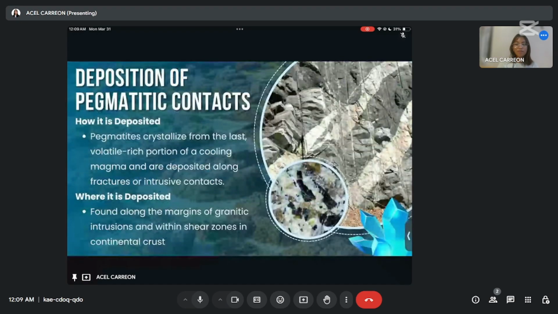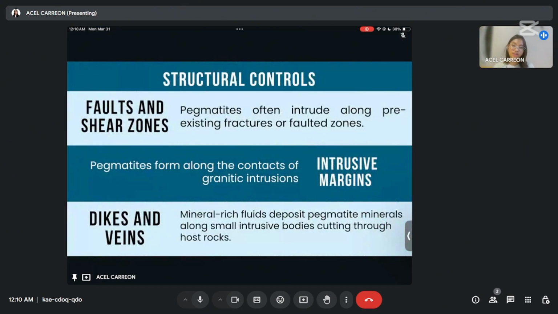For the deposition of pegmatitic contacts, pegmatites crystallize from the last volatile-rich portion of a cooling magma and are deposited along fractures or intrusive contacts. Contact pegmatites develop when pegmatitic fluids react with the surrounding host rock. It is found along the margins of granitic intrusions and within shear zones in continental crust, often in shield areas and rift zones. The structural controls include faults and shear zones, intrusive margins, dikes, and veins.